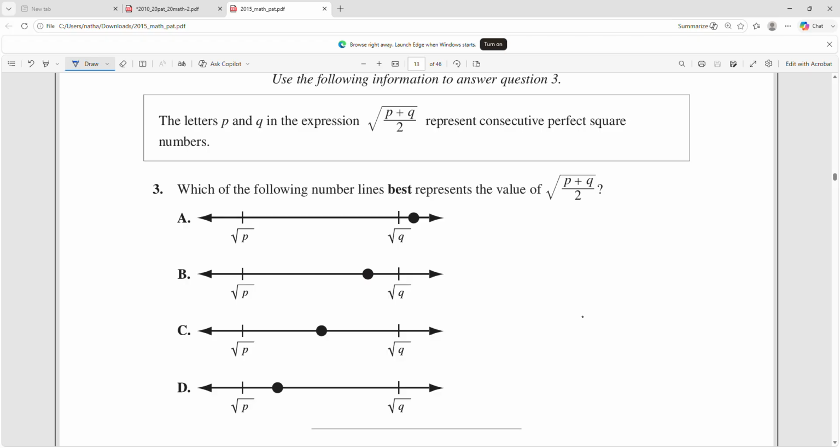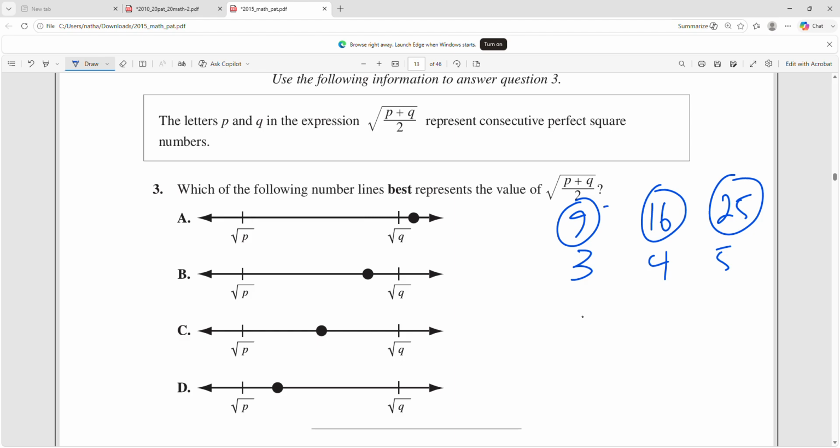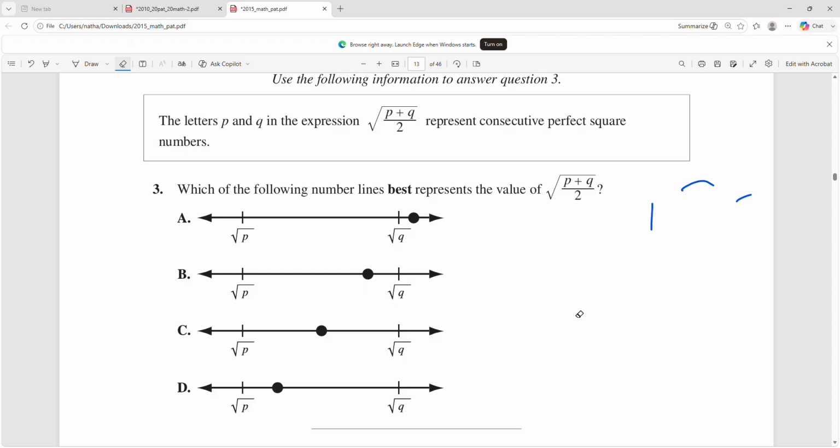consecutive perfect square numbers. Consecutive perfect square numbers would be like 3 squared, which is 9, so 9 is a perfect square. The next one is 4 squared, which is 16. The next one is 5 squared, 25. These two are consecutive, and these two are consecutive, one after the other. Which of the following number lines best represents the value of those two numbers over the square root of 2? If we have two numbers and we divide by 2, it's like taking an average, right?